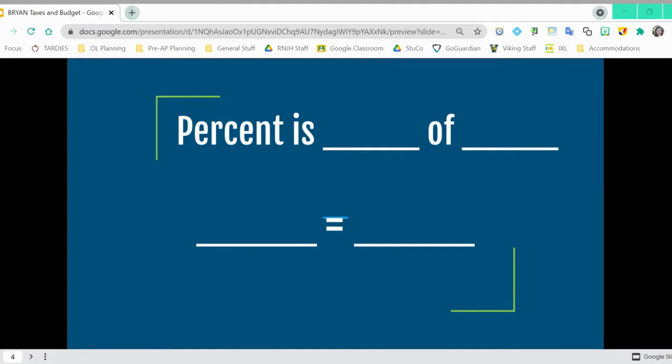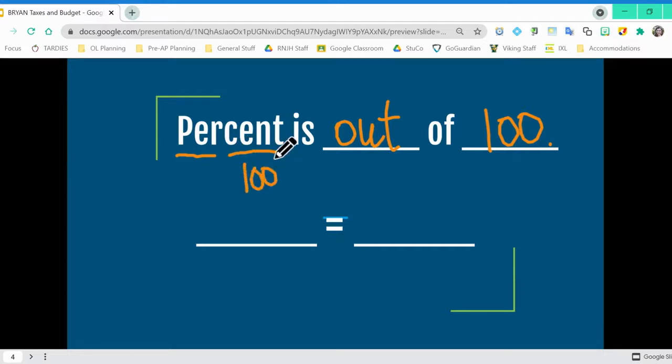The word percent literally means out of 100. Percent is out of 100. So write that down on your paper. Cent, that part right there represents 100. Like a century is 100 years, or there are 100 cents that make a dollar. So that part of that word literally means 100. And per means out of. So this word means out of 100.